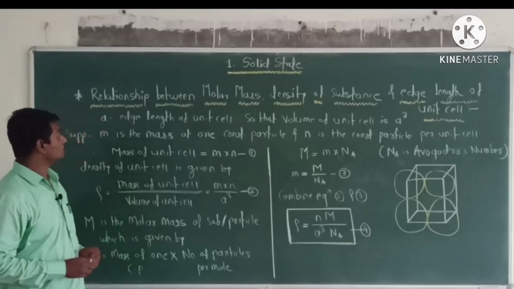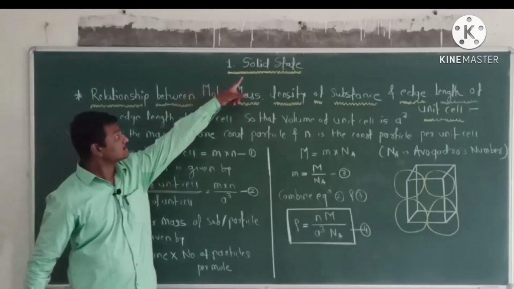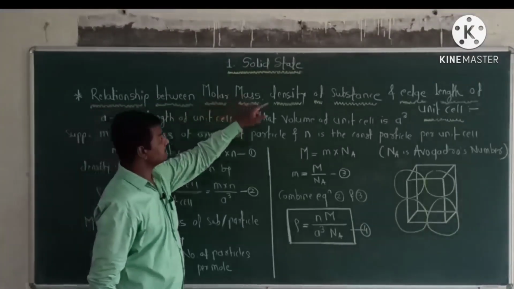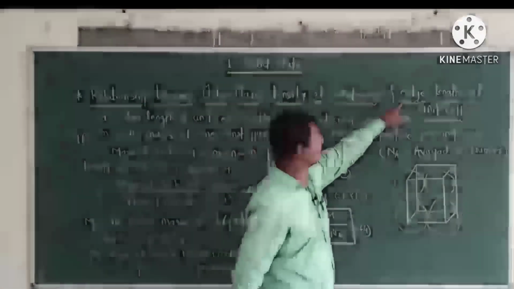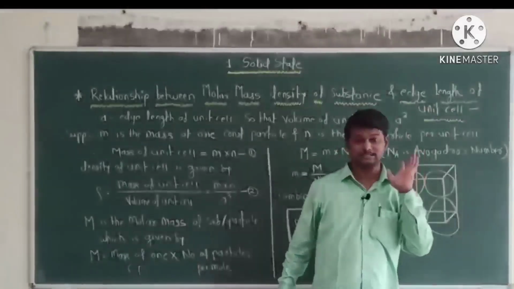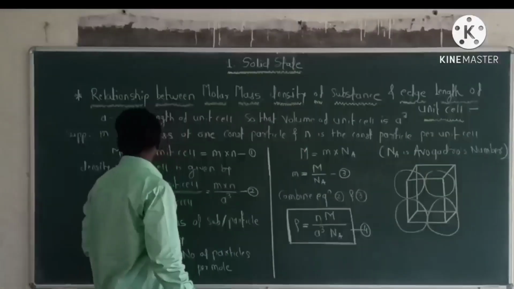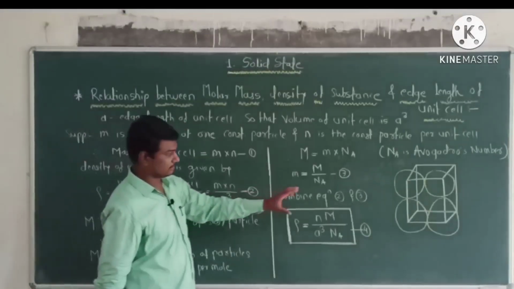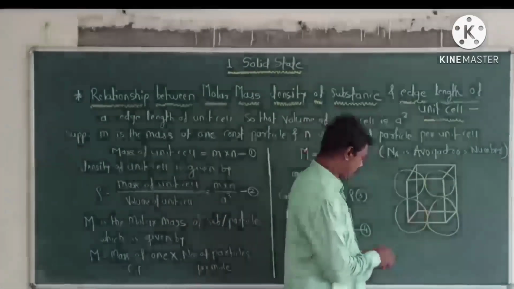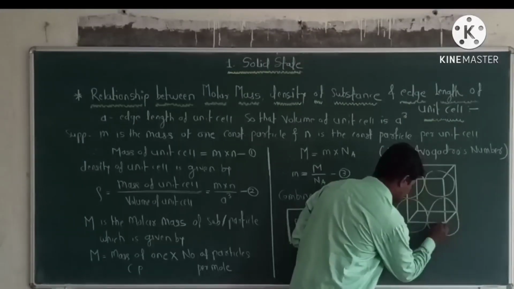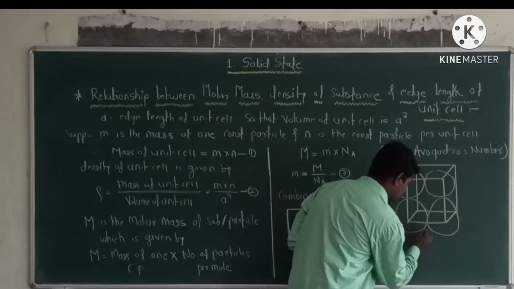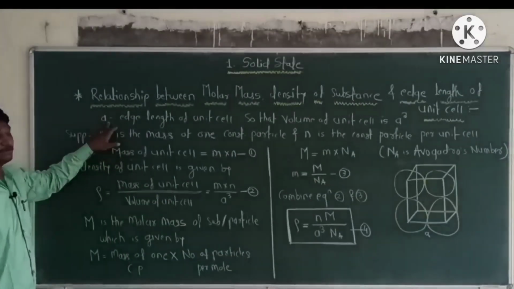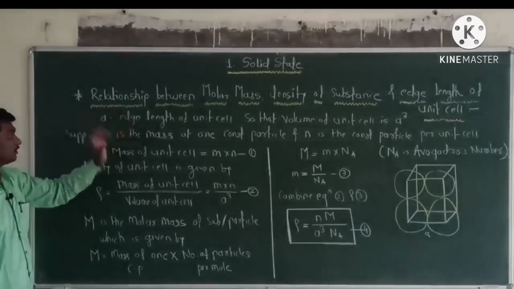So today I am going to start a new point of this chapter, that is the relationship between molar mass, density of a substance and edge length of unit cell. Now, a is the edge length of a unit cell. This is the unit cell, and this is the edge length. This edge length is a. A is the edge length of unit cell.